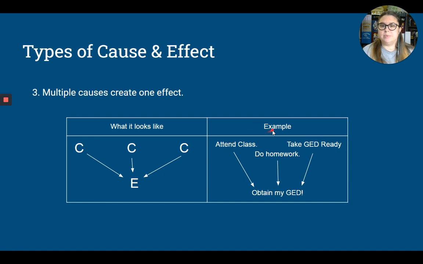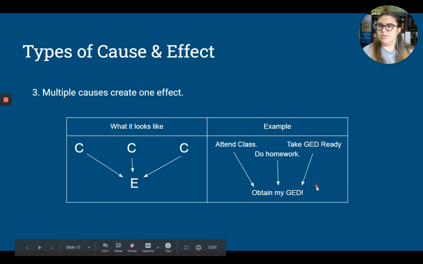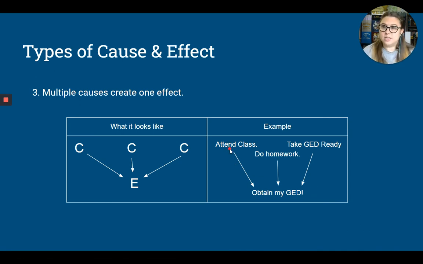So my example here is, what are the things that you have to do to pass your GED? It's not just one thing, right? There are lots of things that we can do. One thing, we can make sure we're coming to class, we're watching the videos, we're paying attention. The second thing that we can do is make sure we do the homework. It's really important to finish all the work because when we do the practice, we get better.